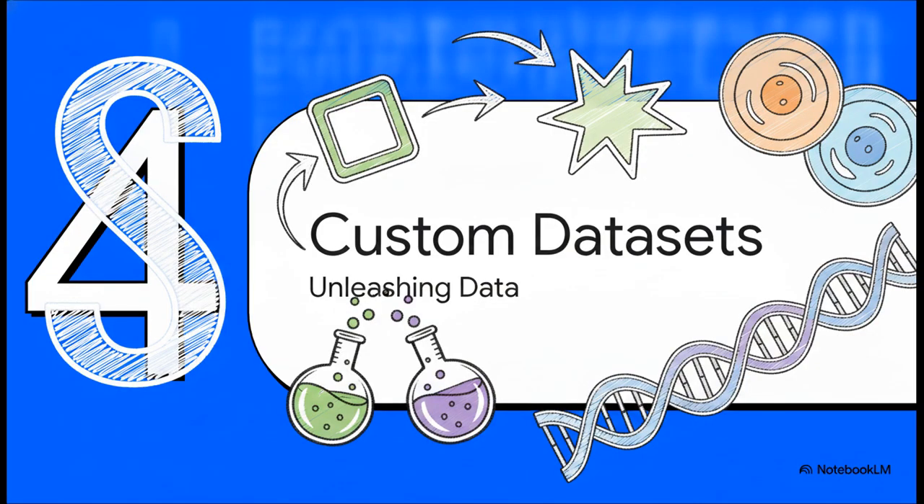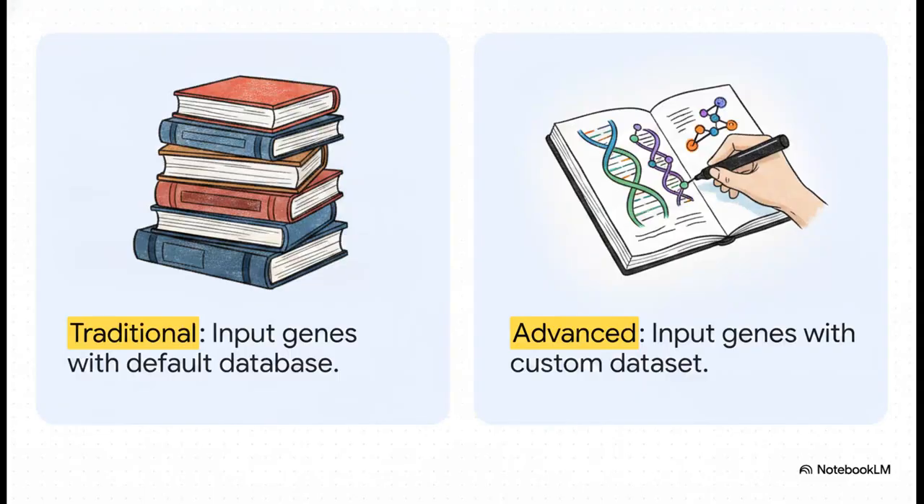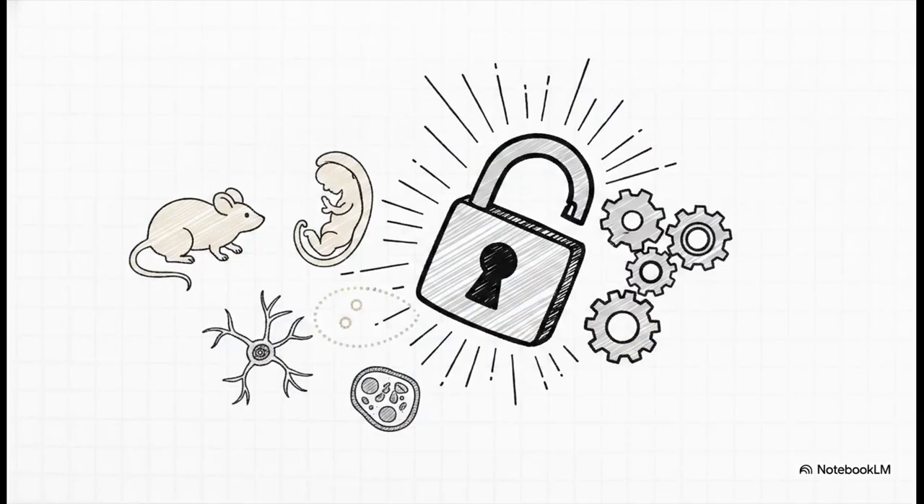All right, Section 4, unleashing custom expression datasets. This is where things get really exciting. Let's compare the traditional method of relying on default databases with the advanced method made possible by the TissueEnrich Bioconductor R package. With this package, you aren't stuck relying on preloaded dictionaries anymore. Instead, you get to write your own. You literally input both your genes of interest and your very own custom expression dataset. I cannot stress enough what a massive, game-changing capability this is for computational biologists.